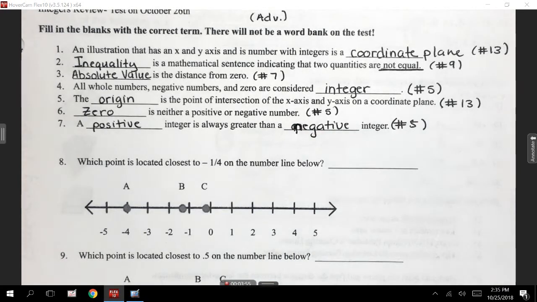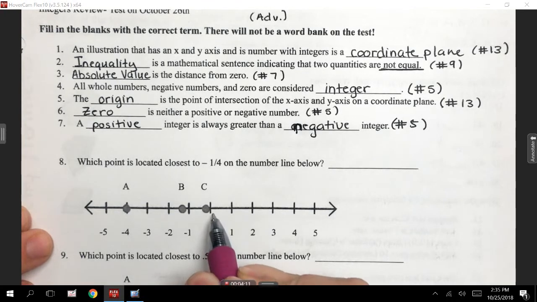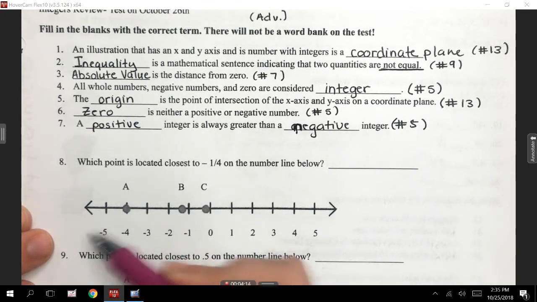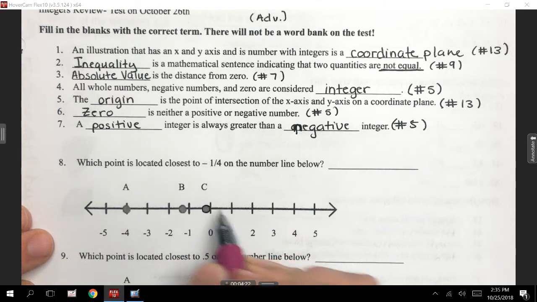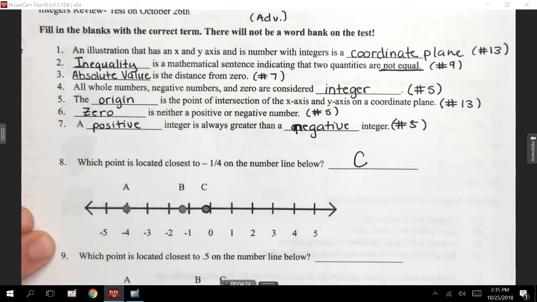All right, number 8. Which point is located to negative 1/4 on a number line? I've had a lot of questions about this today. Please remember that 1/4 is just a piece. All right, it's not even up to a whole. So what I'm looking for when I go to negative 1/4, we're going to the left, but I'm not making it very far past 0. I haven't even made it to 1. So the only option that would work for that is going to be C. Okay.